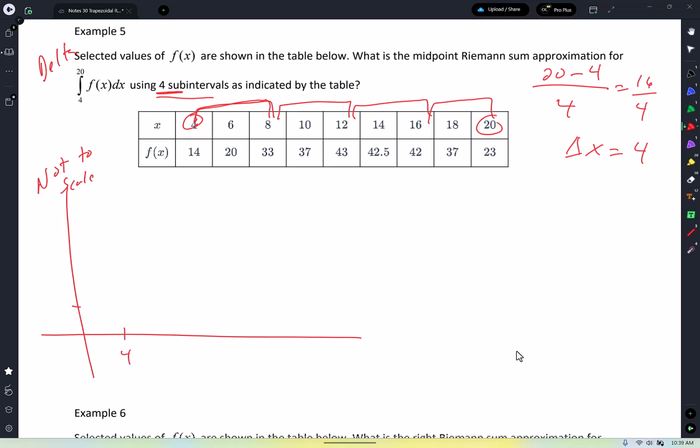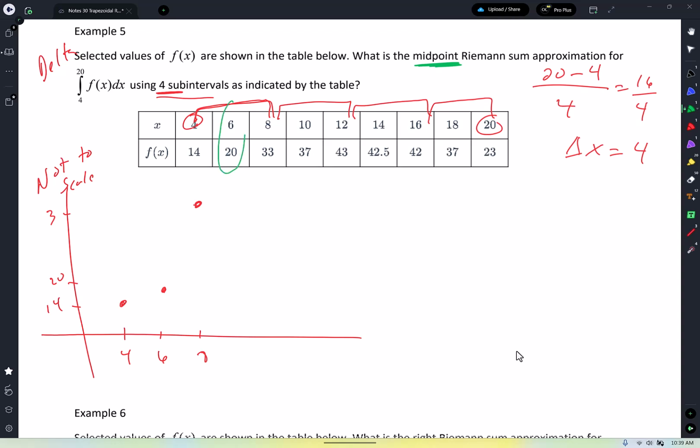4, 14. I'm going to say 14's right here. Point. And then I'm going to go 6, 20. Point. I'm just going to do the first one, guys. I'm going to go 10, 8, 33. And I'm going to say 33 is over here. Point. Okay. I just did the first one. Here's my first rectangle.